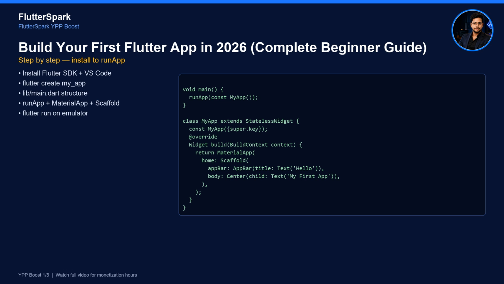Inside home we put a Scaffold. Scaffold is the skeleton of a screen. It has an app bar at the top and body in the middle. We put a Center widget with a Text widget inside body.